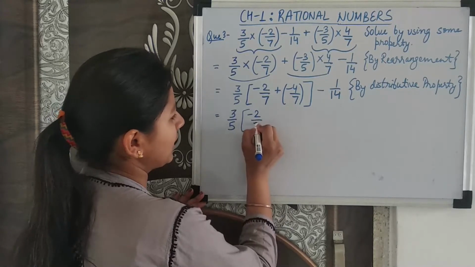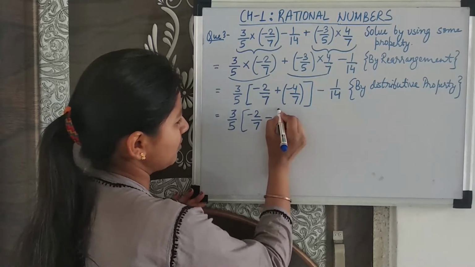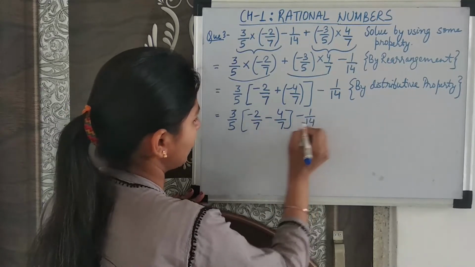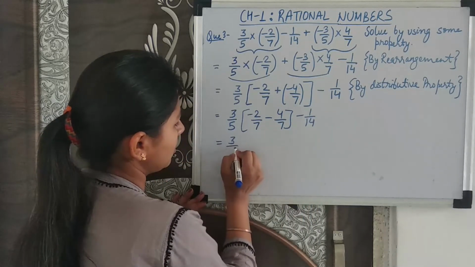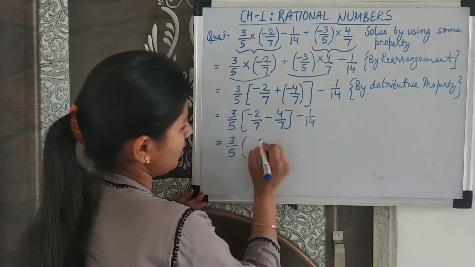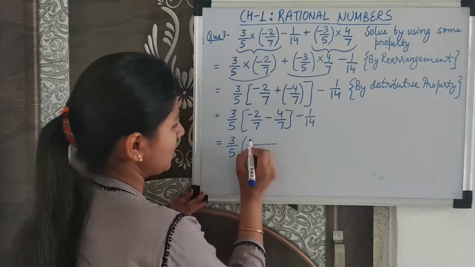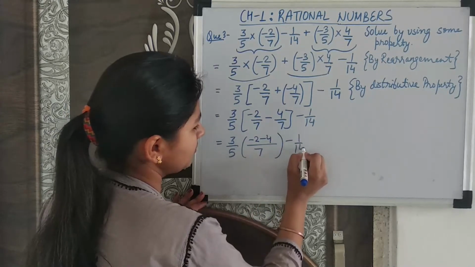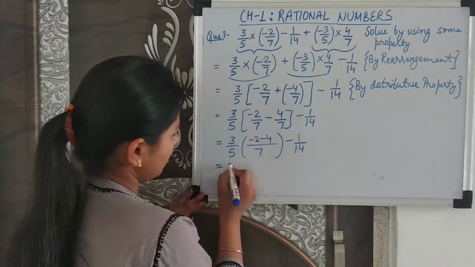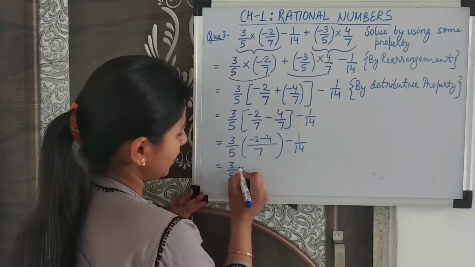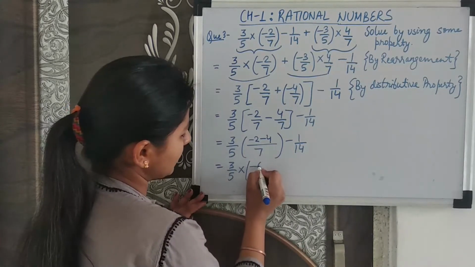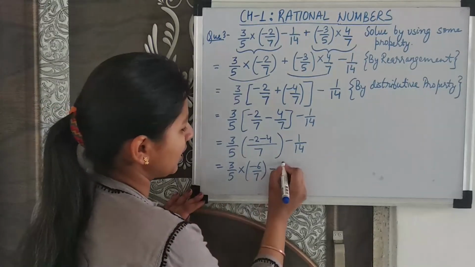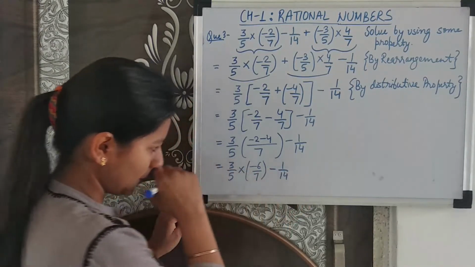So first I will make it into a single sign, plus minus minus. And this is minus 1 by 14. 7 will be taken as common, minus 2 minus 4. 3 by 5 into, now this will become minus 6 by 7. Okay, and this is minus 1 by 14.